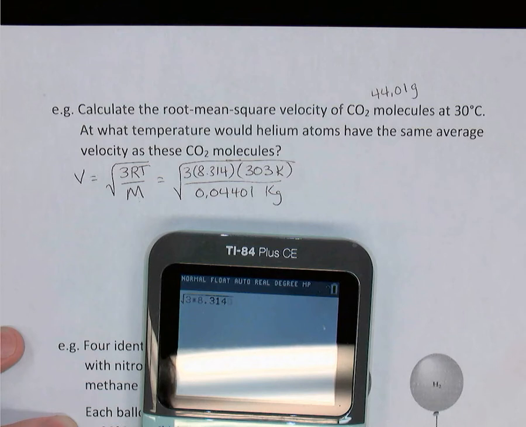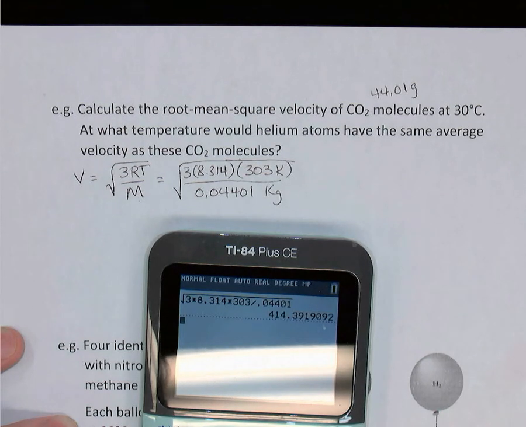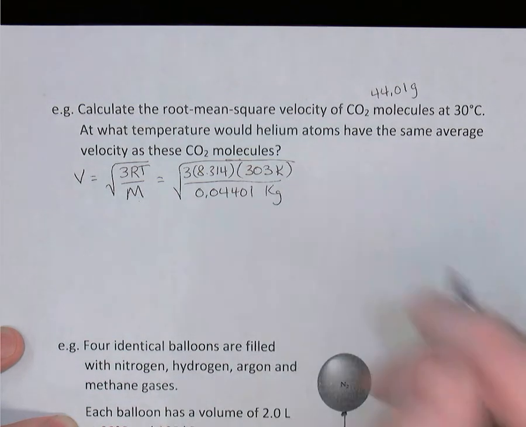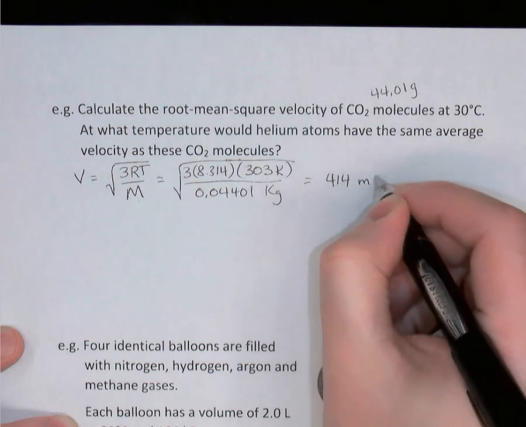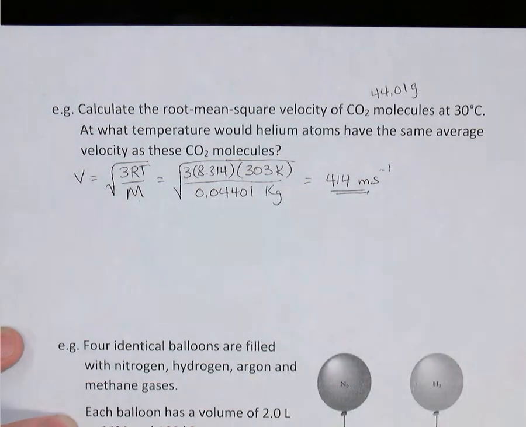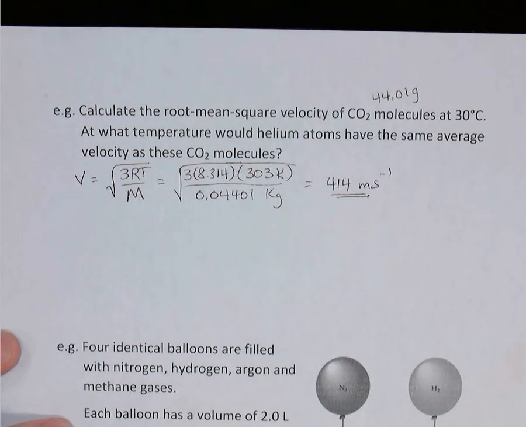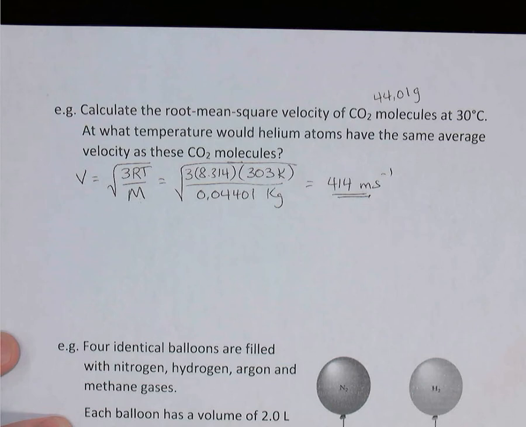Now plugging that into our formula, grabbing a calculator, we'll get the square root of 3 times R times T divided by the molar mass, 0.04401. And that's going to equal 414, I'll keep 3 sig figs, meters per second. So 414 meters per second. Notice that these particles move very fast. 414 meters, almost half a kilometer, in 1 second. That's an amazingly high velocity.